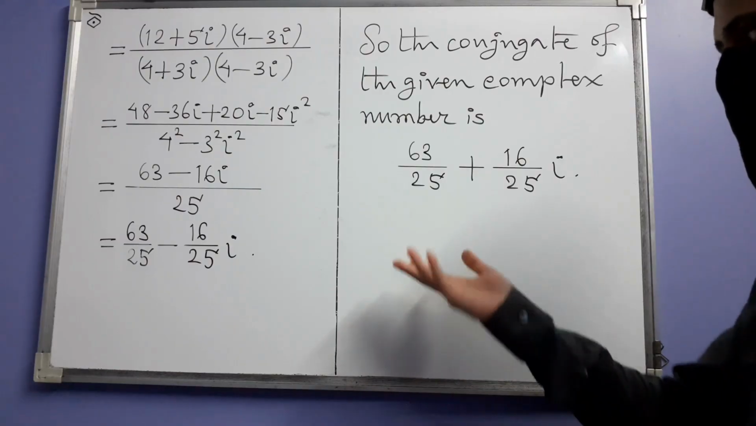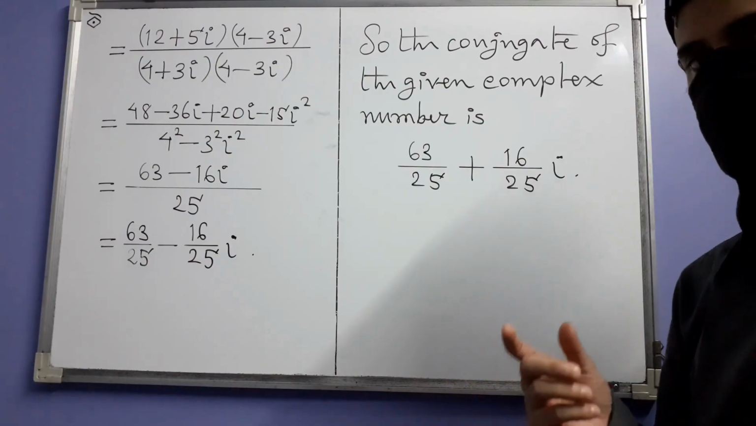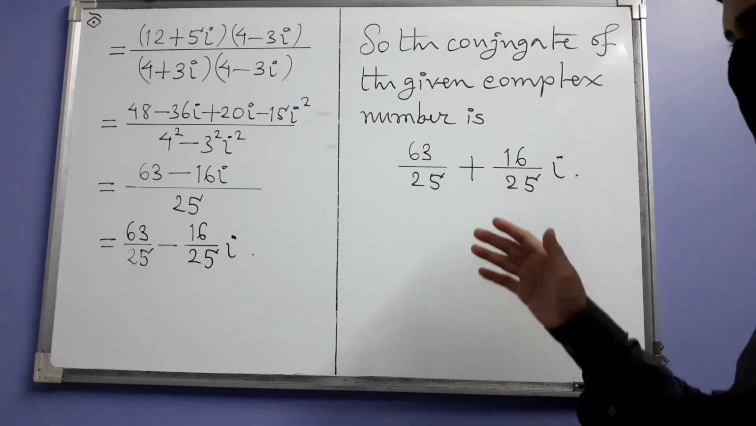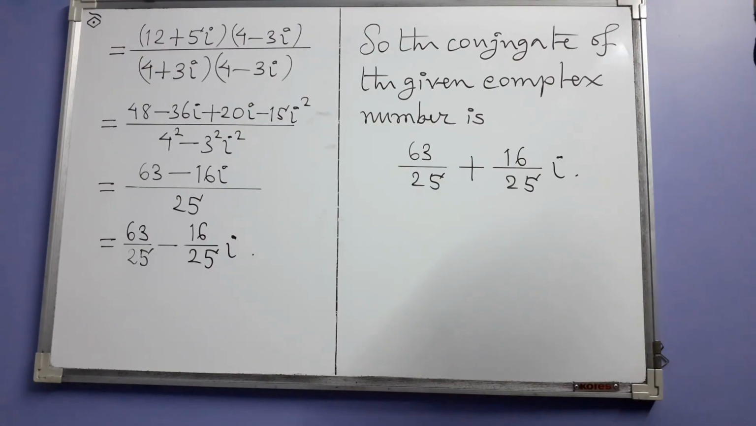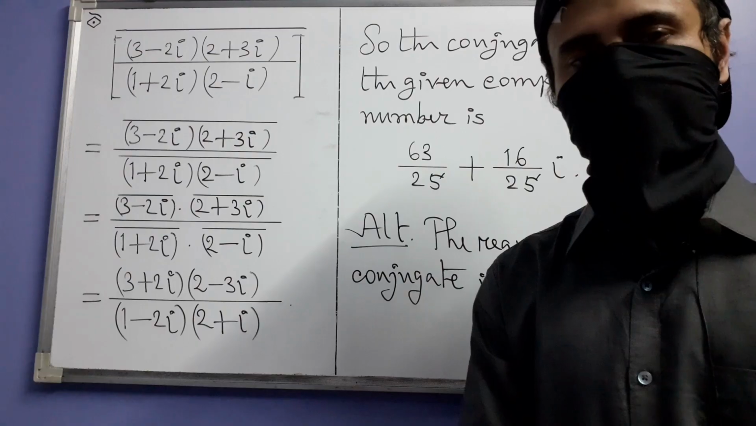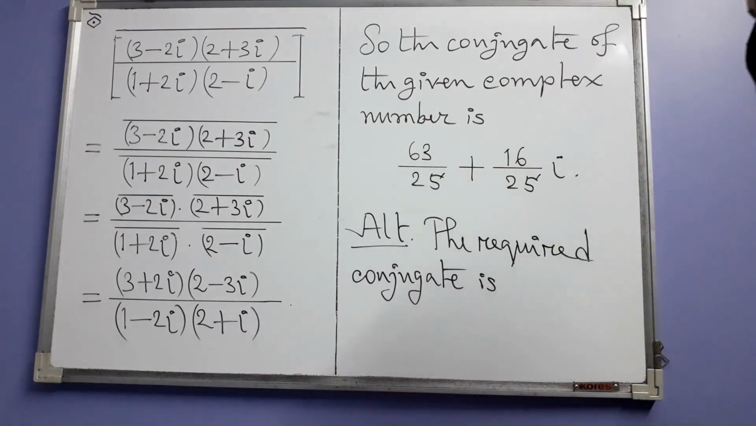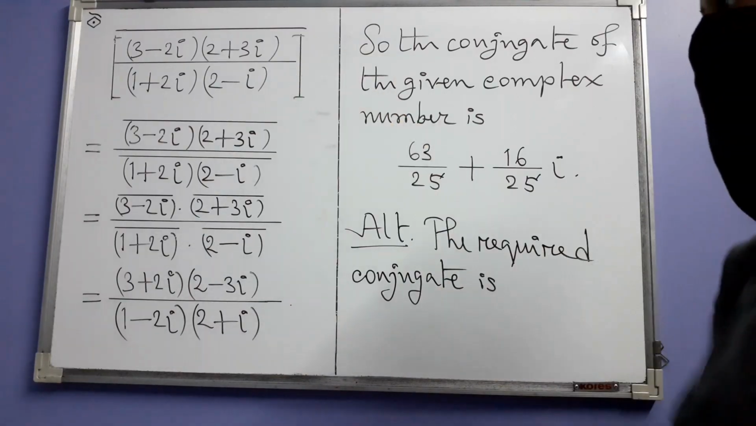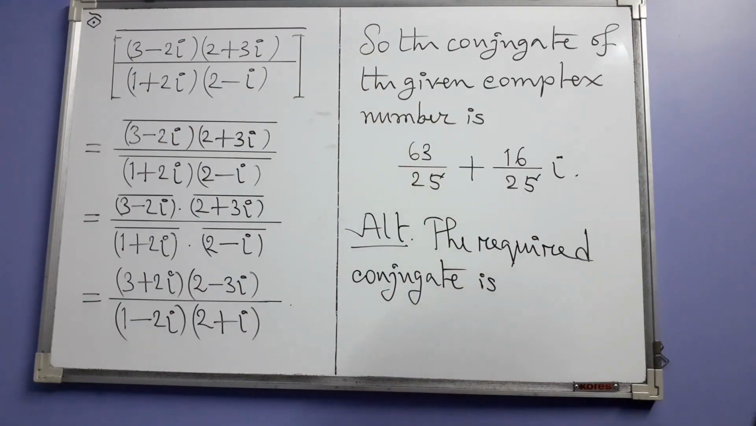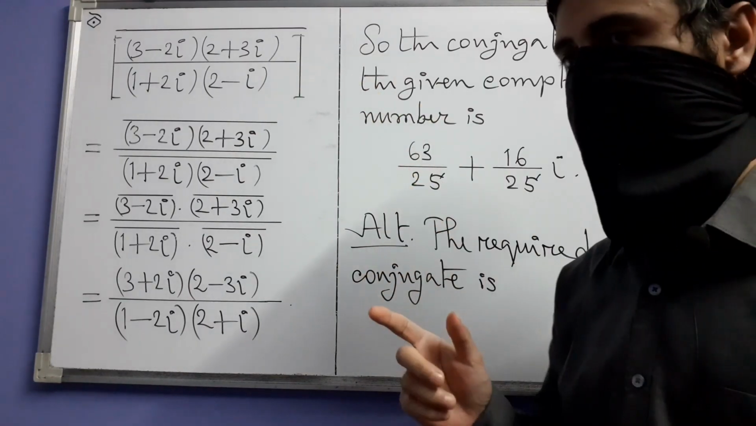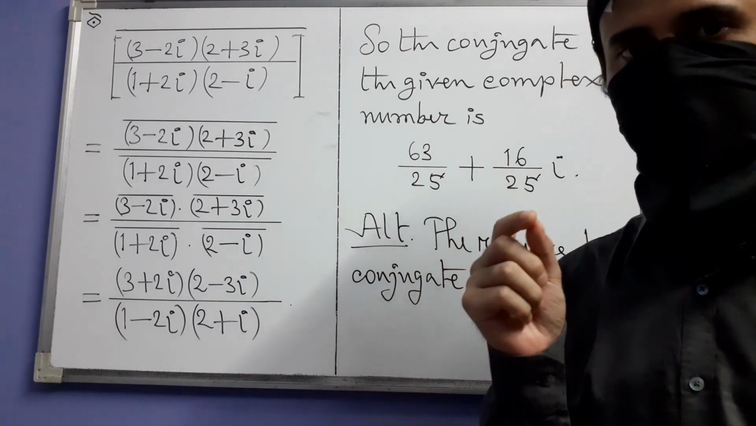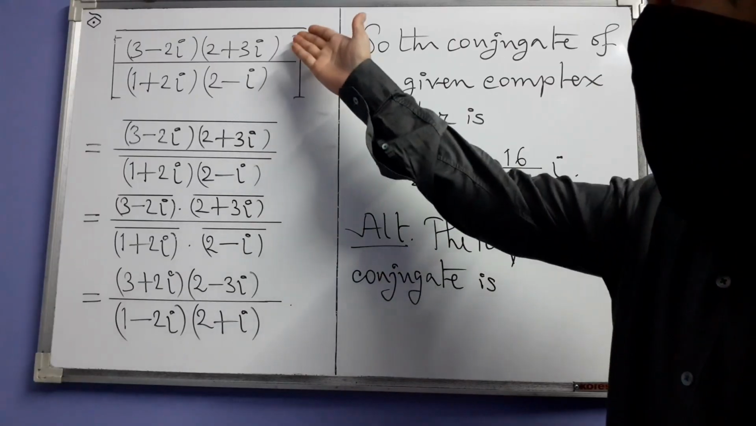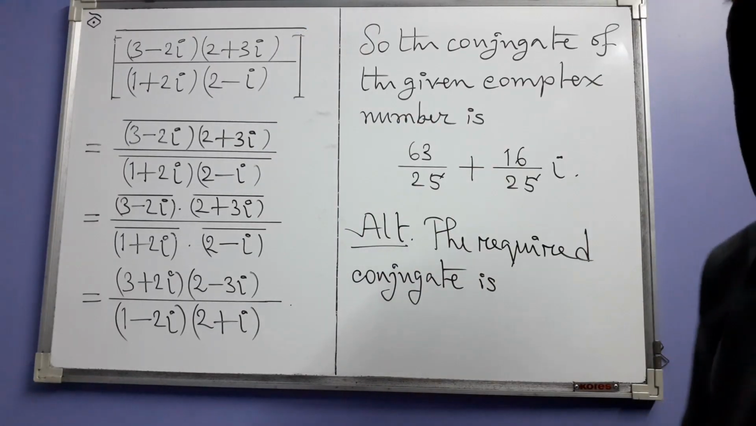Okay, fine. So actually this is the solution, but there is an alternative way of doing this also. Let's just see a little bit about that alternative. In the alternative method, we straight away write the conjugate itself like this. The required conjugate is this. You already know that the conjugate of a complex number z is denoted by z bar. So we have used that bar notation.